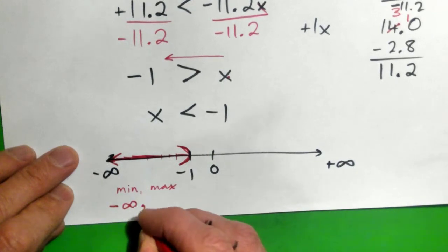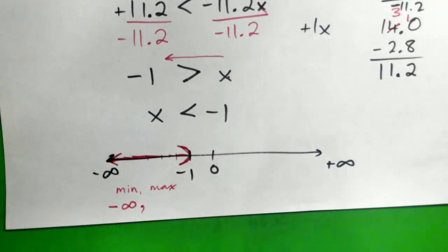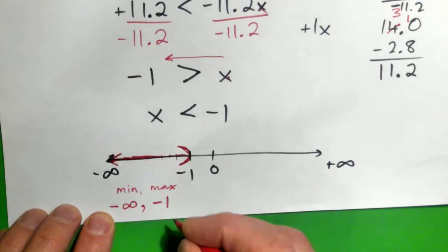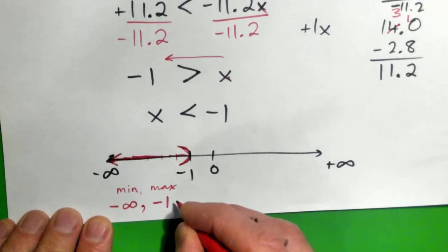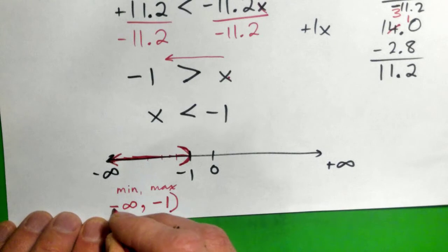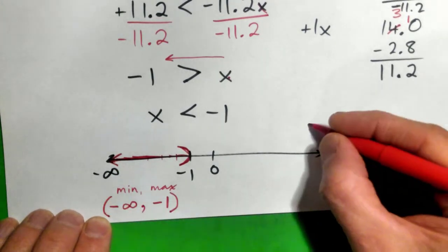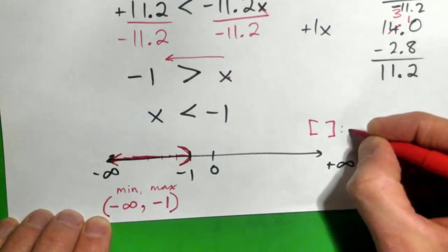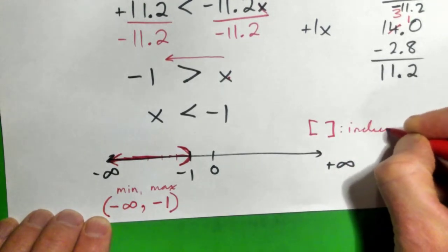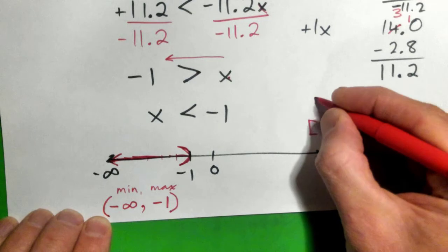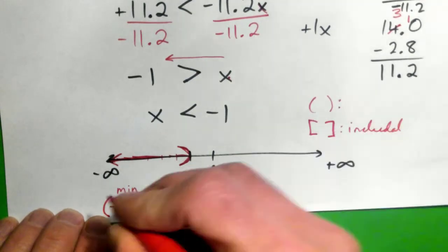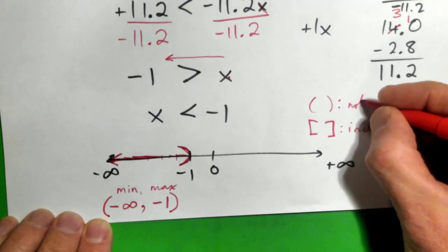Negative infinity. And the maximum is, right, negative 1. Is negative 1 included? So parenthesis. Is negative infinity included? No, so parenthesis. So we use the square brackets when something is included. We use the parentheses when our min or max are not included.